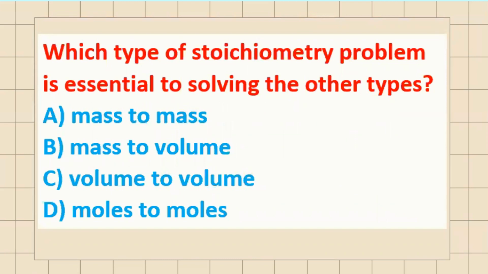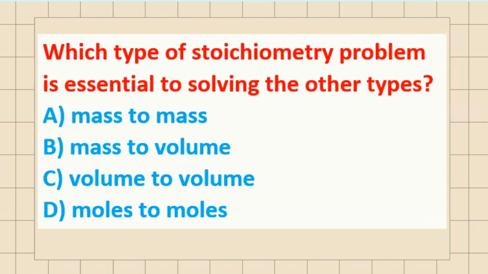Which type of stoichiometry problem is essential to solving the other types? A. Mass to mass, B. Mass to volume, C. Volume to volume, D. Moles to moles. Most commonly, we use the mole to mole conversion to solve other types of stoichiometric problems.